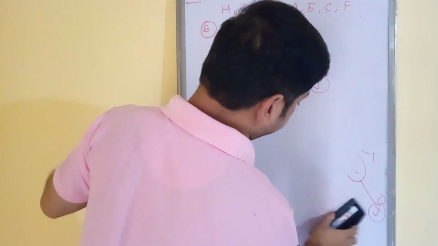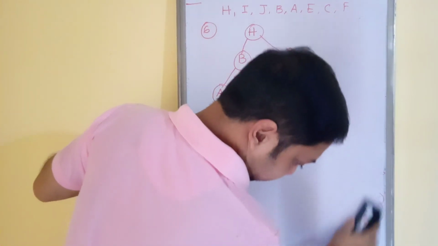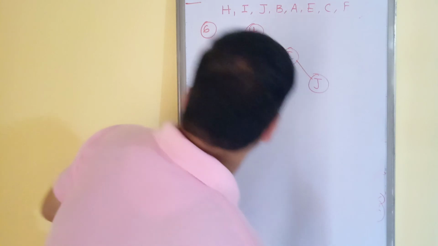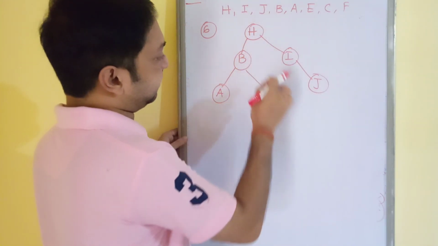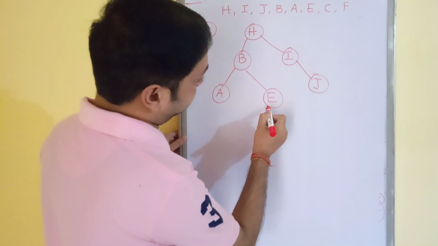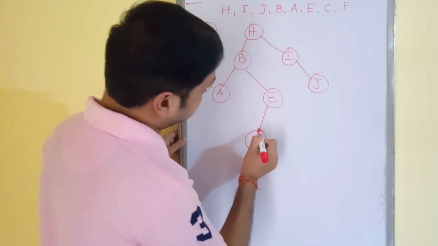So now, what is the next node to be inserted? You can see here C. The next node to be inserted is C. So where will C be inserted? Smaller than H. Come to this one. Greater than B. Now smaller than E. So this is C.